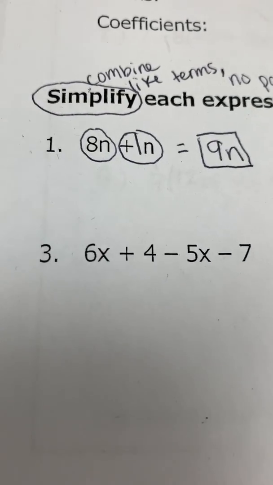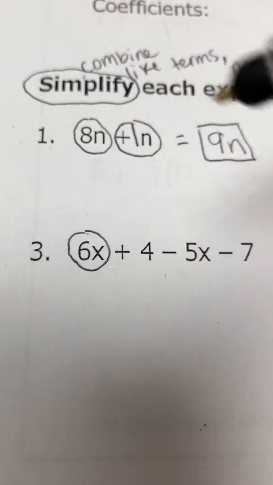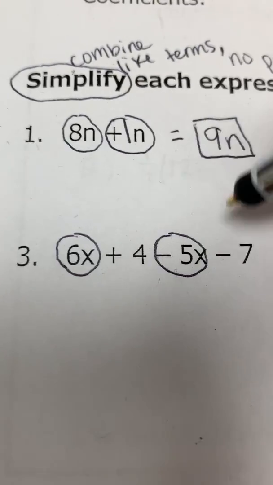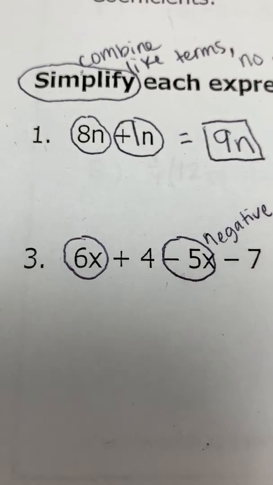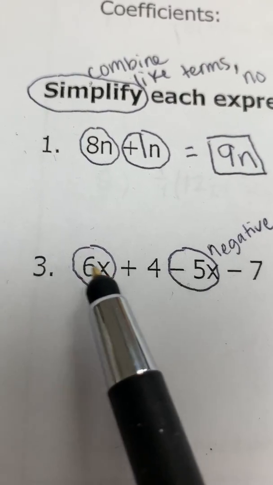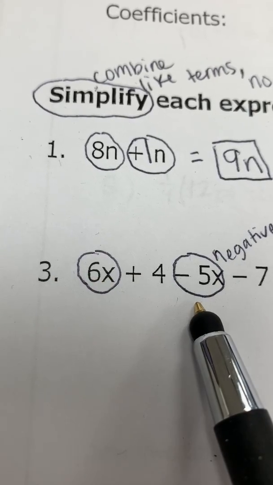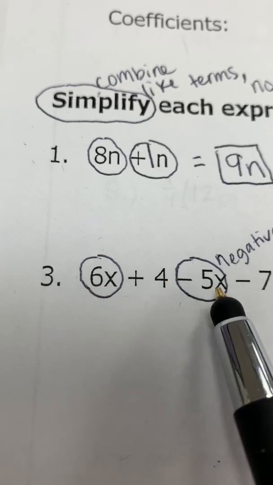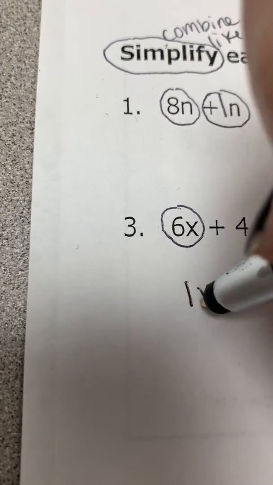Problem number 3. I have 6x and negative 5x. That subtraction sign means it's negative. Okay, so when I add those together, 6 plus negative 5. I have more positives than negatives, so my answer is going to be positive, and I have one more positive than negative, so that's 1x.